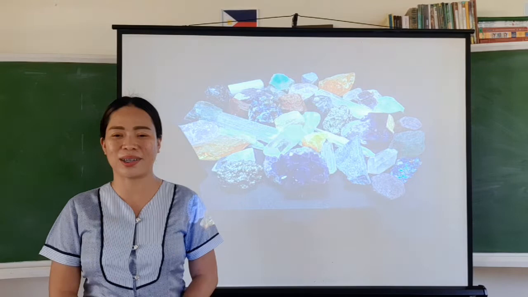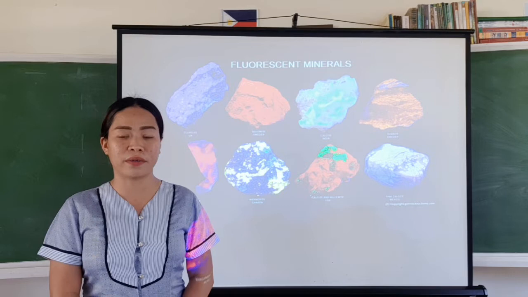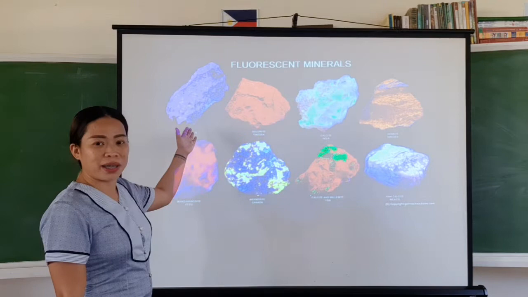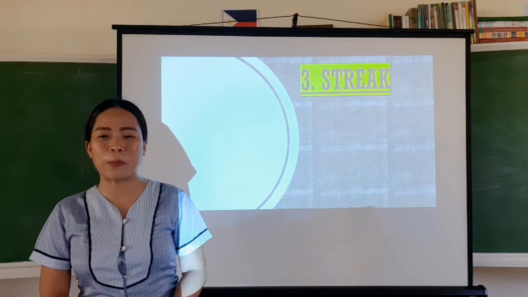We also have fluorescent minerals. They glow in the dark. Even in the deepest part of the cave, they will shine. Like fluorite found in UK, dolomite found in Sweden, calcite in India, and many others. It's wonderful, right? The third physical property of a mineral is called streak.